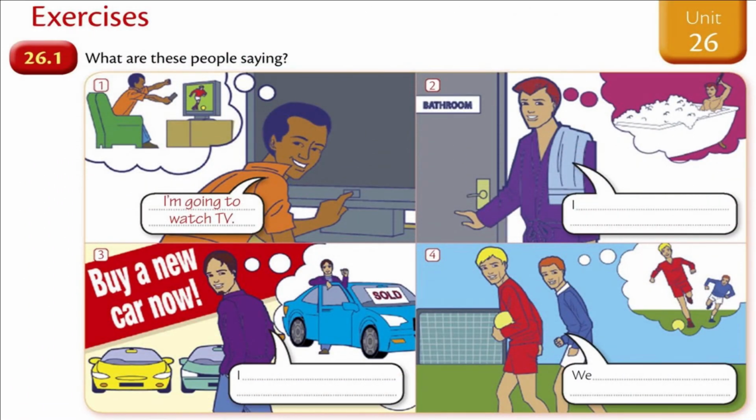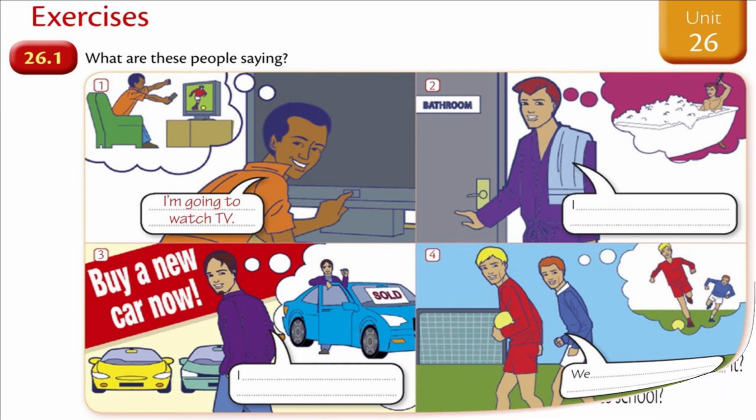Now it's time for exercises. 26.1. What are these people saying? Number 1. I am going to watch TV. Number 2. I am going to have a bath. Number 3. I am going to buy a new car. Number 4. We are going to play football.